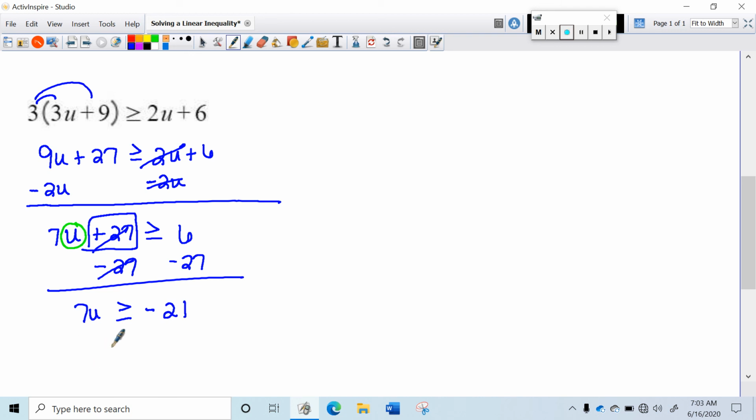This is 7 times u, the opposite of times is divide, so divide both sides by 7. Top cancels with bottom, u is greater than or equal. There is a negative on the top, but there's no negative on the bottom to cancel it out, so it stays negative. 21 divided by 7 is 3. u is greater than or equal to negative 3.